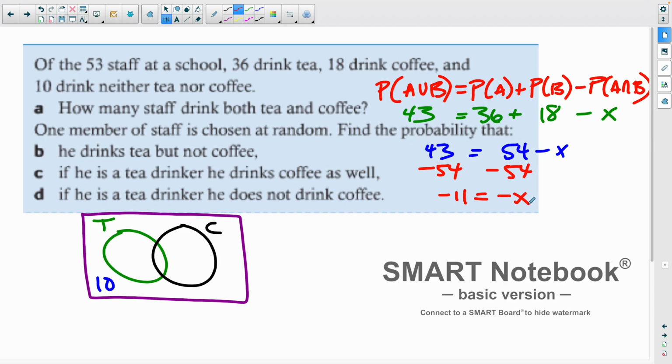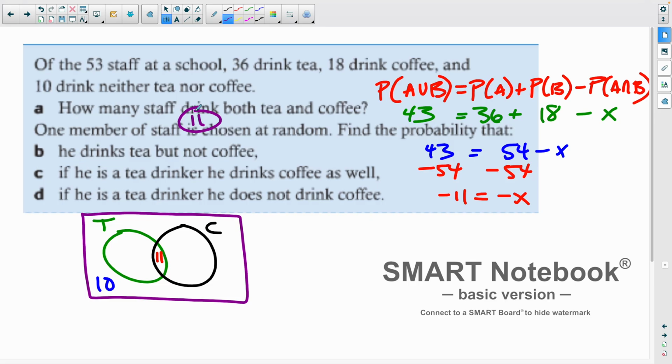Hello, YouTube. All right. Now, that right there, 2 negatives make a positive, so 11 goes there. So how many staff drinkers drink both tea and coffee? Is an 11 an acceptable answer there? It's 11 out of 53. Does it have to be 11 out of 53? No. Not on this one. If it asks for probability, then it would. But 11's perfectly fine on that one.